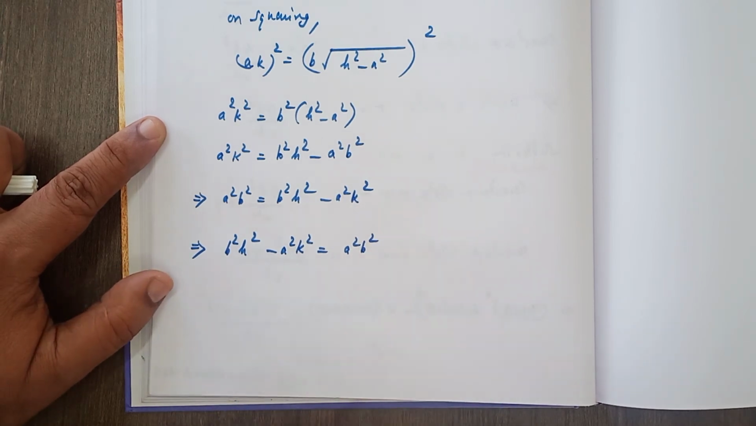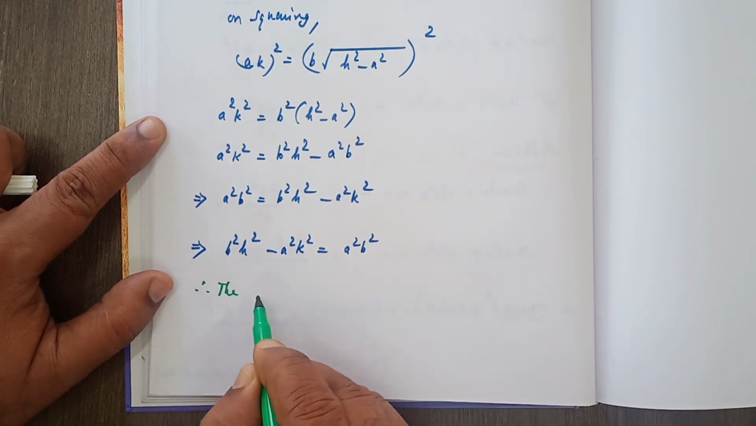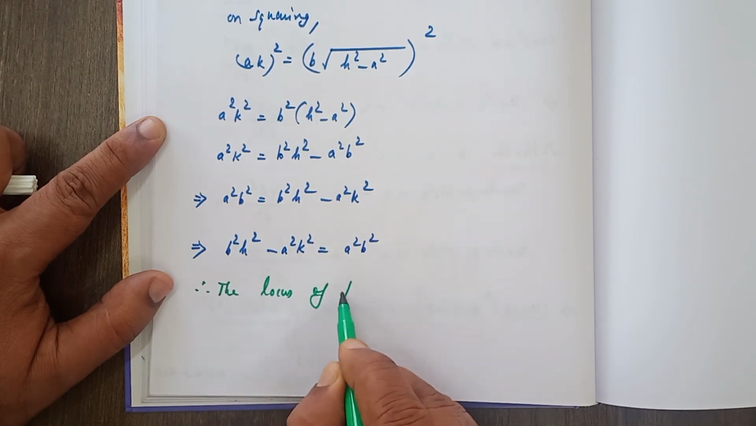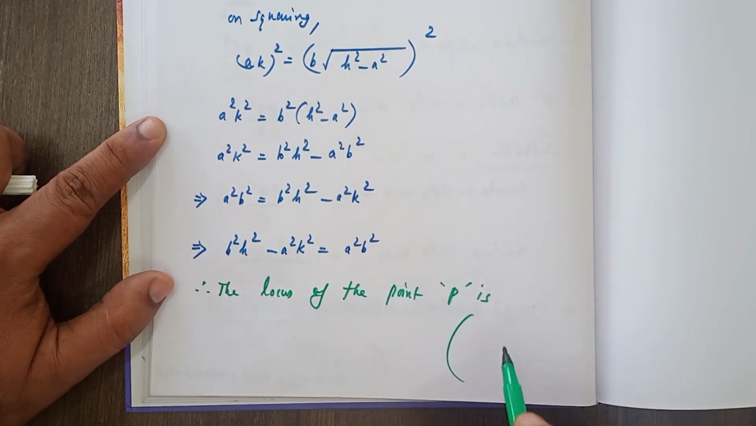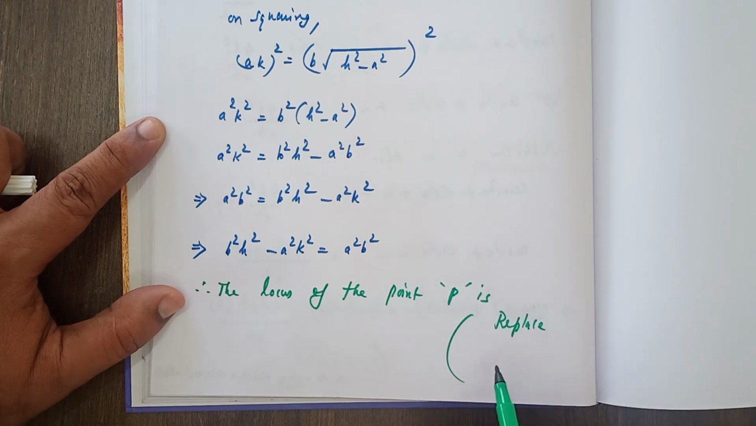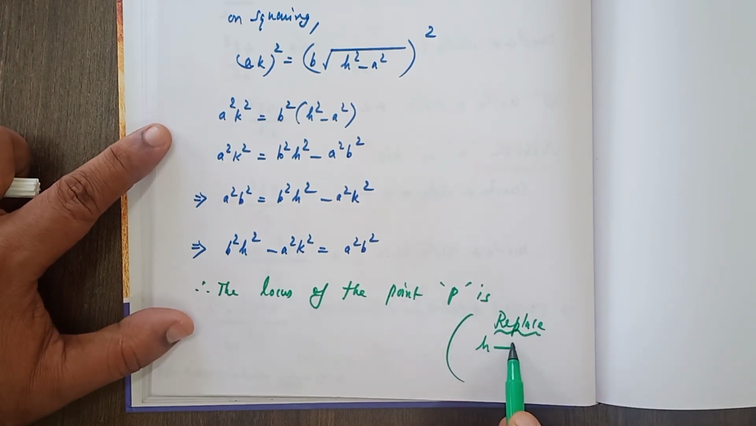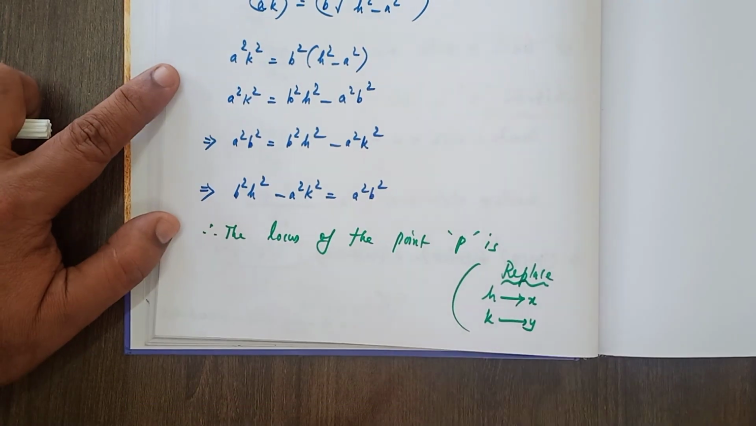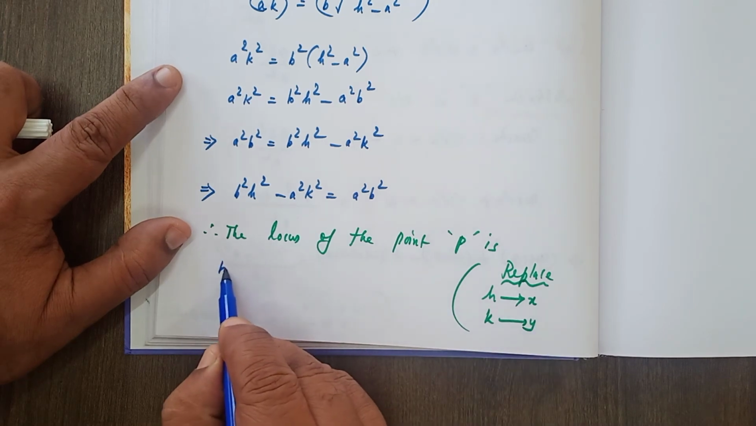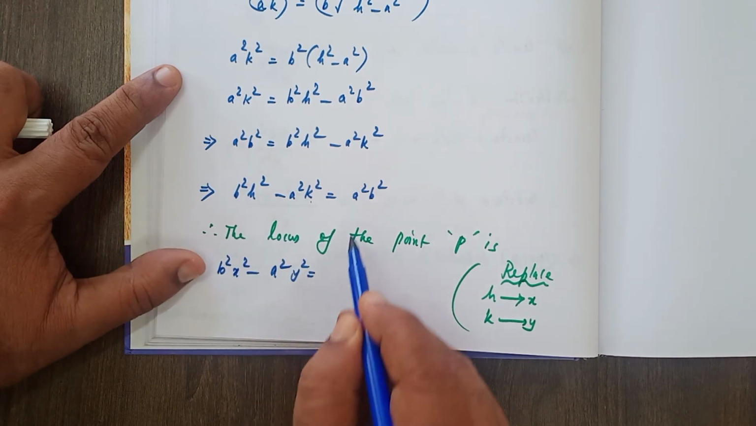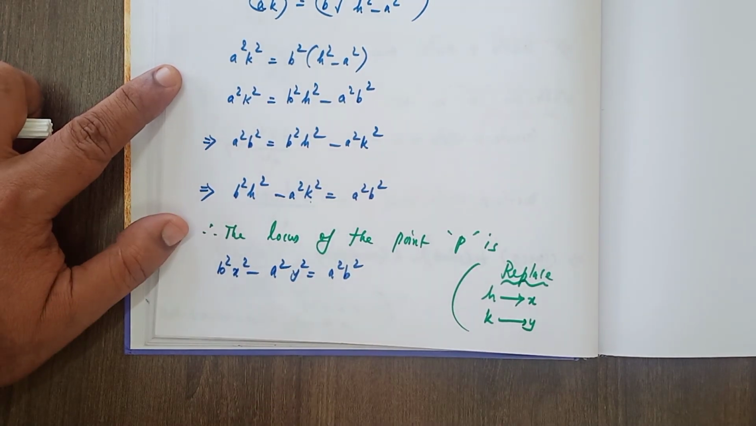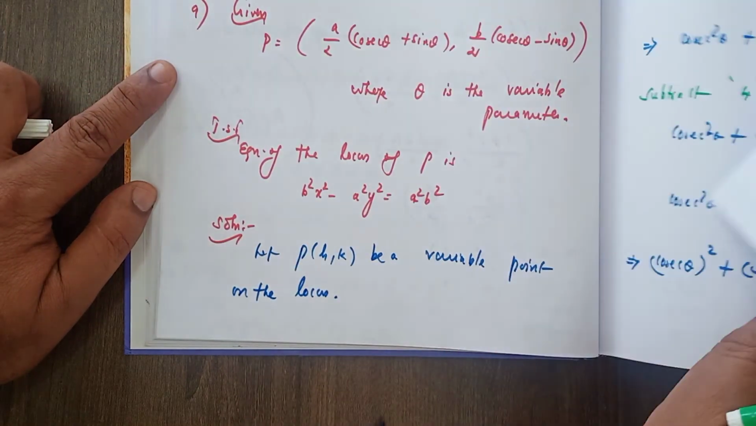Now write the locus of the point. Therefore, the locus of the point P is, you have to replace h by x and k by y. If we replace, h square is x square, so b square x square, k should be replaced by y, therefore y square, and a square b square as it is. So b square x square minus a square y square is equal to a square b square. Here it is.